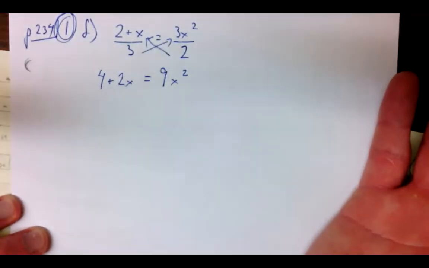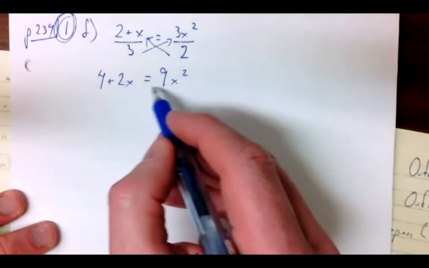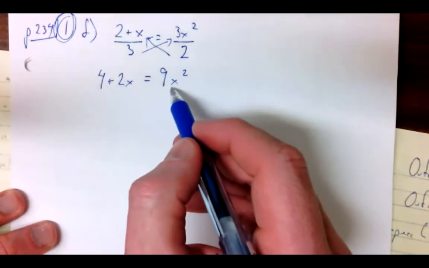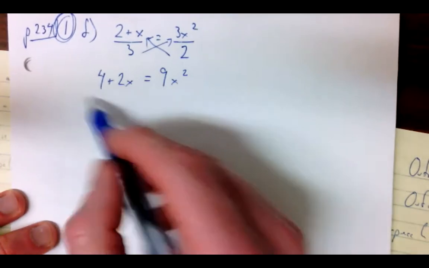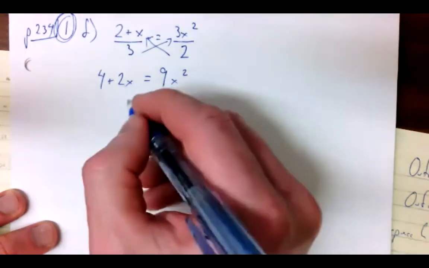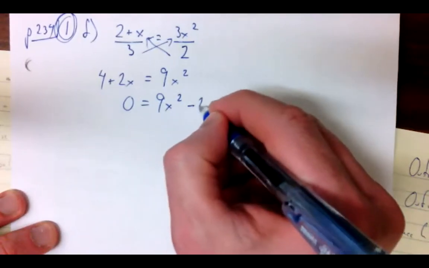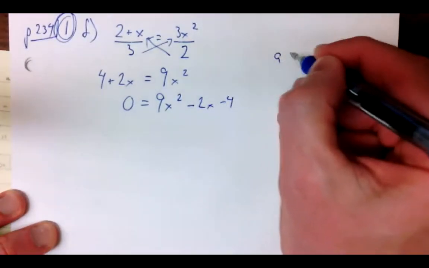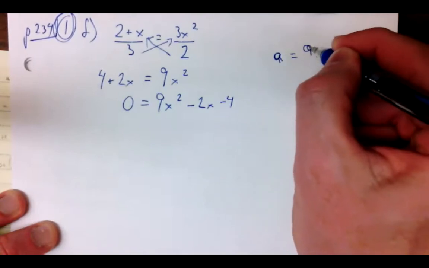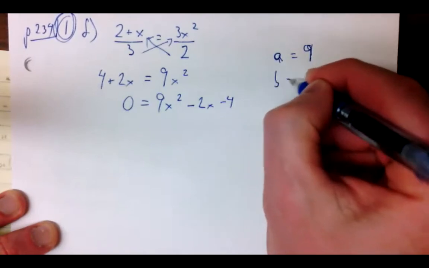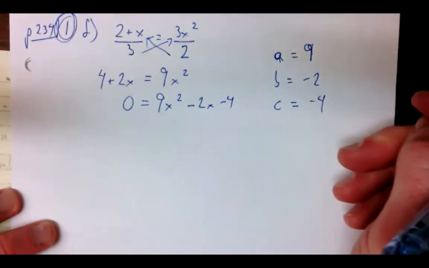Well, I don't even know what the question's asking here. Express each equation in standard form and then give, oh, okay. So here, you could move this 9 over here, and so it's negative. I like it positive. So 0 equals 9x squared minus 2x minus 4. A equals 9, B equals negative 2. Those signs matter. C equals negative 4.